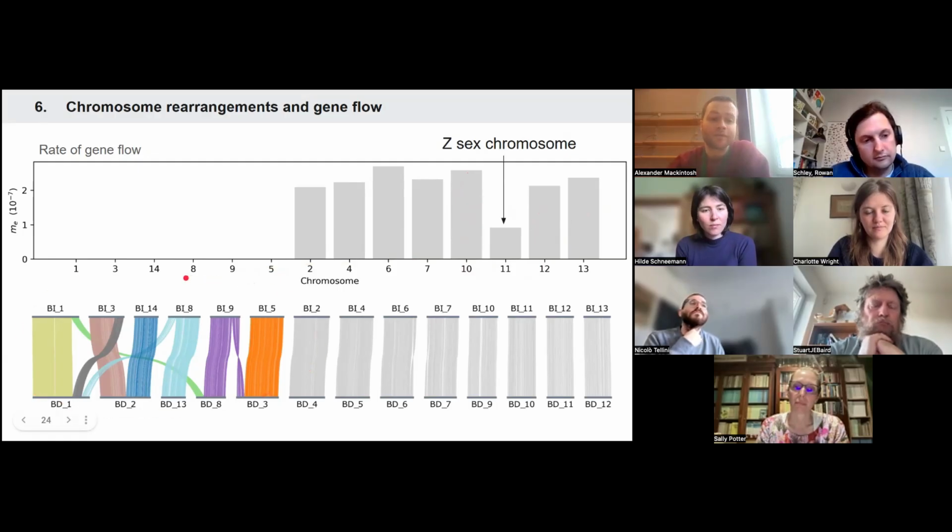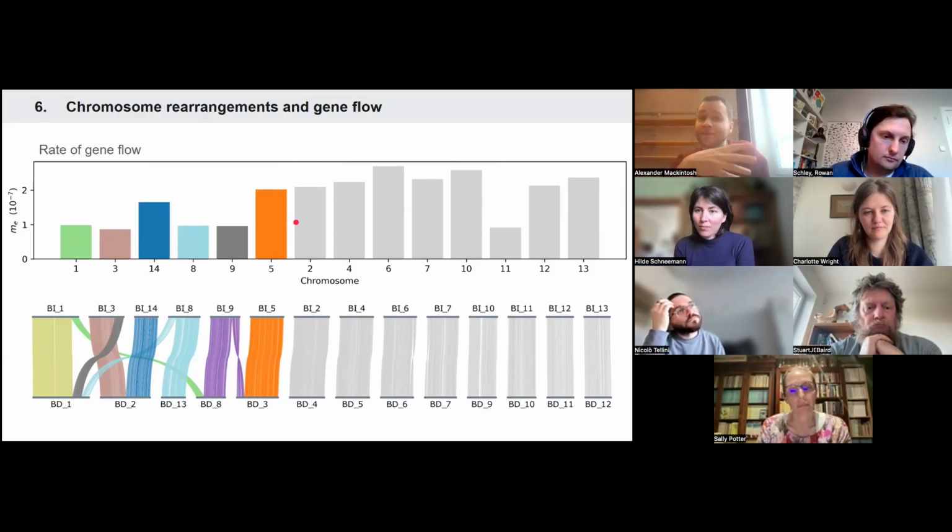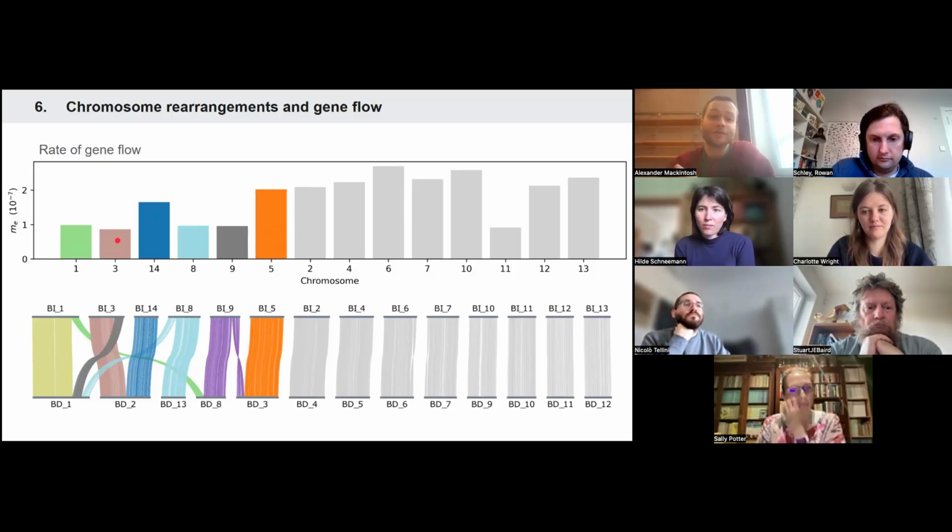And now we can do the same for these rearranged chromosomes. And what we find is that although there is some variance between them, all of these rearranged autosomes have a lower rate of effective migration than these non-rearranged ones here. I don't quite know why there is such variance, but my best guess is that the timing of different rearrangements relative to the speciation process will affect just how much this effective migration rate is reduced if these are barriers to gene flow.